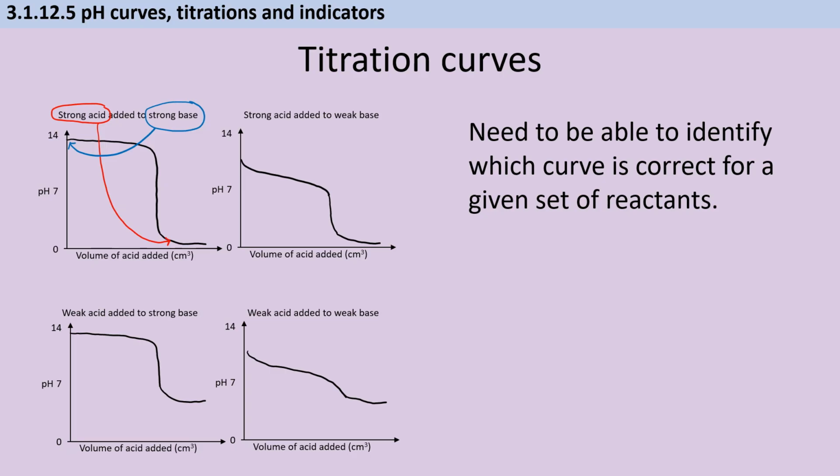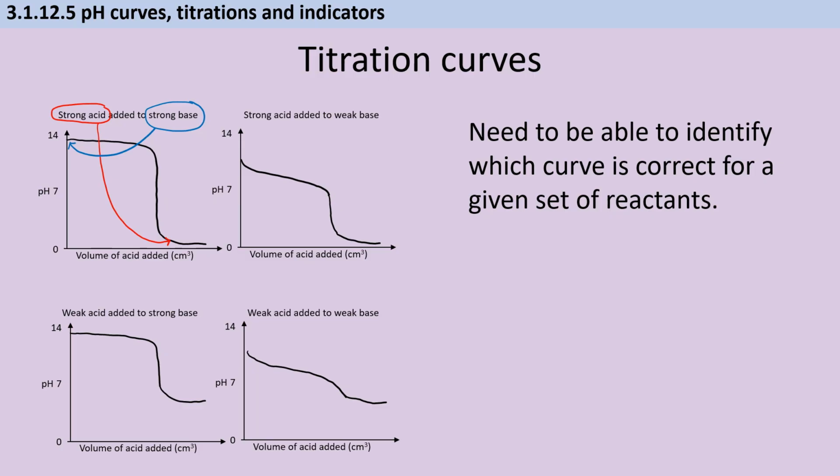You may be asked to identify which titration curve corresponds to which reactants. So you need to think about what the pH is. For this first example, we can see that we're starting with a very strong base because we have a very high pH, and we're finishing with a strong acid that's being added because we have a very low pH. Where you have a weak acid or a weak base, of course, that's going to have less of an impact on the pH.